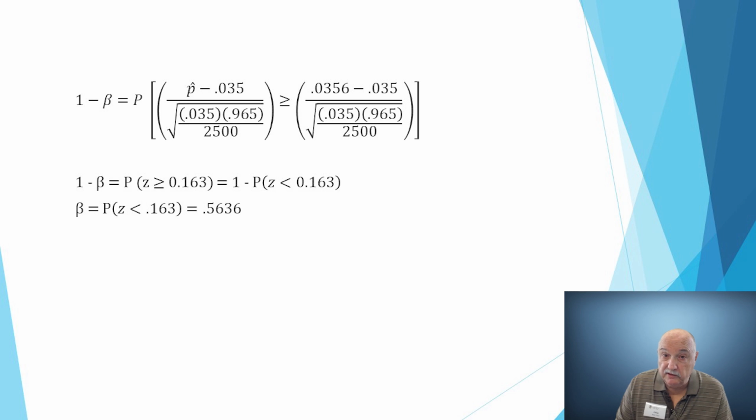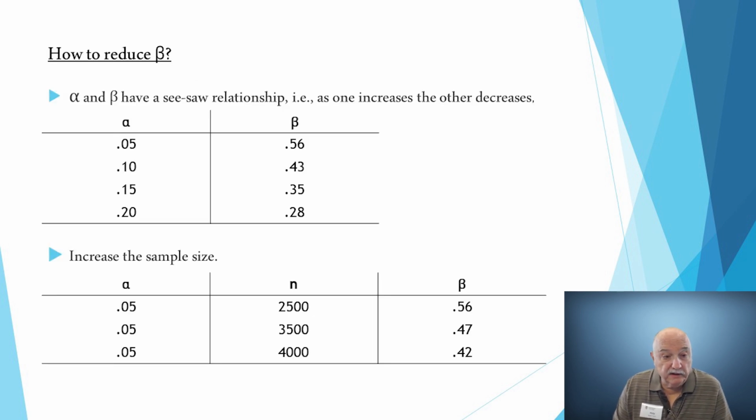So the alpha level has been controlled at 0.05. The probability of committing a type 1 error, and losing $900,000, there's only a 5% chance there. But the probability of committing a type 2 error and losing $225,000 in profit is 56.4%. Ouch. Not too good. All right. Now, what can we do? What can we do to reduce beta? Because obviously we don't want to live with 56.4%.